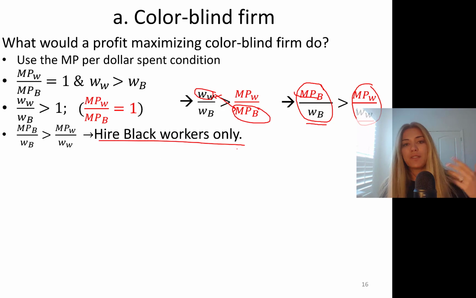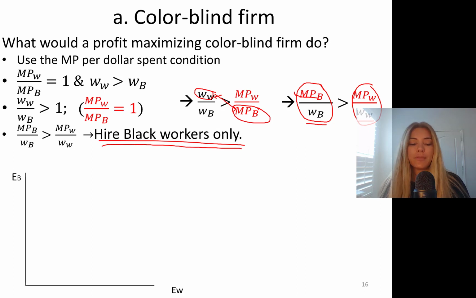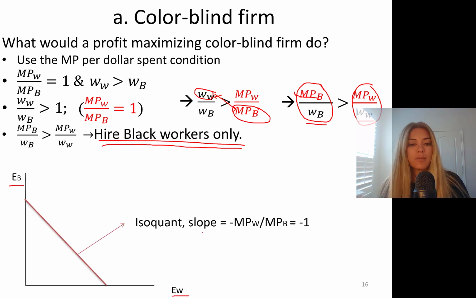However, if this is a colorblind firm that only cares about profits, it will hire black workers only. So this is still a segregated workforce. You're separating different groups of workers into different jobs. So this is, for instance, the number of black workers employed, and this is the number of white workers employed.